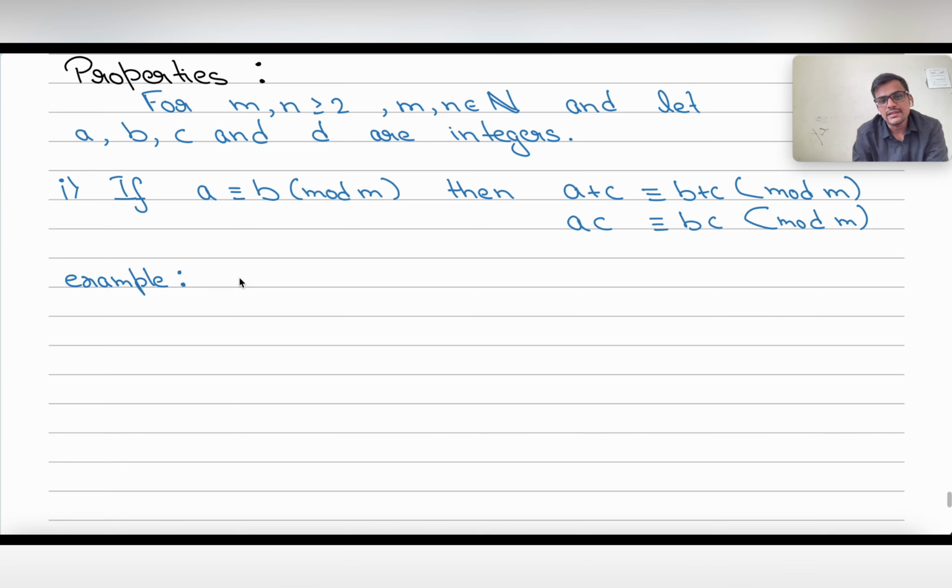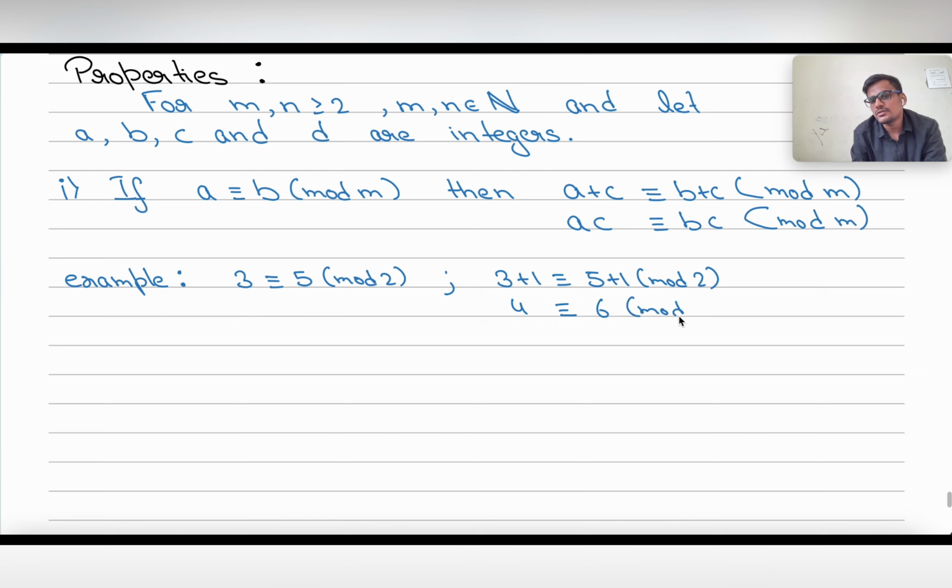So if I take my A value as 3 and B value as 5, then 3 and 5 are congruent modulo 2, right? Now if I add 1 on both sides, then 3 plus 1 will be congruent to 5 plus 1 in modulo 2. Why? Because 3 plus 1 is 4, and 4 divided by 2 has remainder 0. And 5 plus 1 is 6, divided by 2 remainder 0. So 4 is congruent to 6 in modulo 2.